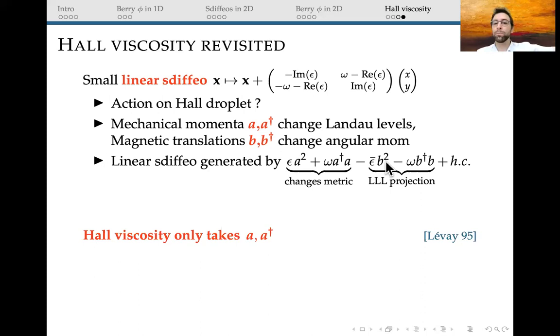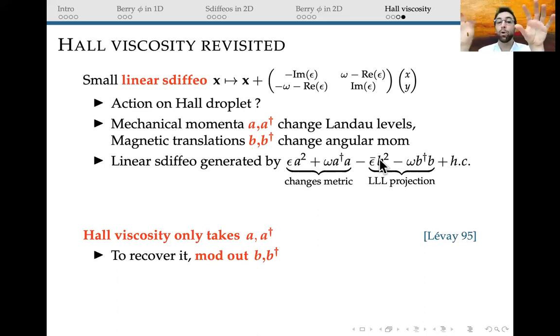But our computation emphatically takes into account also these B operators. So if you want to recover Hall viscosity from our computation, you really have to do our computation and then remove the contribution of B's. And it turns out that that actually amounts to removing the Aharonov-Bohm phase. That's why you have to remove the Aharonov-Bohm phase. And that's why ultimately you get the same result regardless of how you do the computation, except that the computations are, on the face of it, very different.